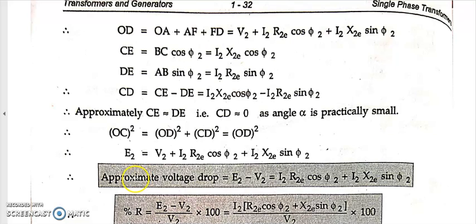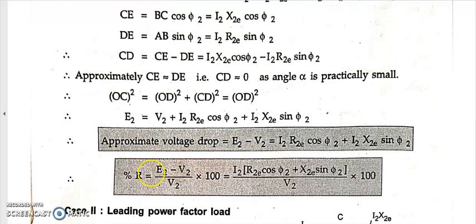Anyhow, I need to calculate percentage regulation, so I need to write it in the form of E2 minus V2 by V2. So I will take V2 to the left hand side, and I get E2 minus V2 is equal to I2 R2 cos phi 2 plus I2 X2 sin phi 2. I can replace E2 minus V2 by this whole term, taking I2 common, so in the bracket I get R2 cos phi 2 plus X2 sin phi 2.